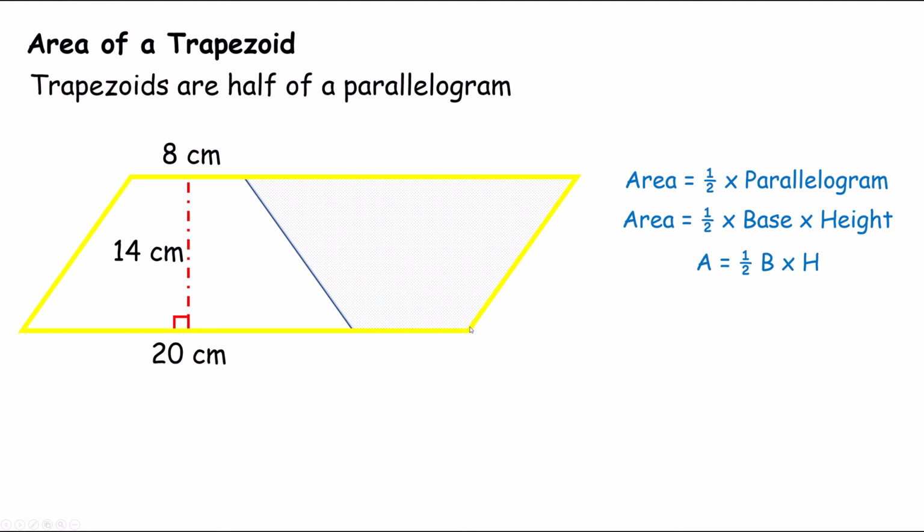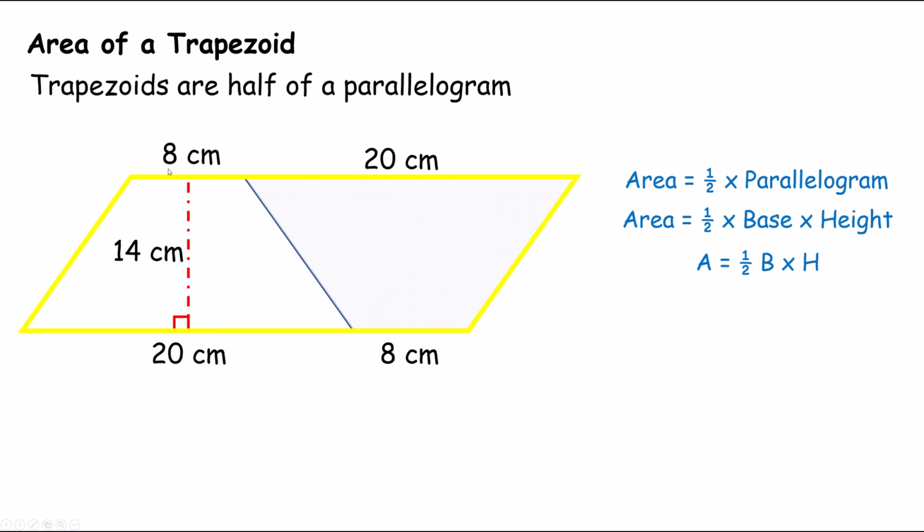The parallelogram goes all the way to here. Do you know how much longer this is? Well, hopefully you realize that this 8 centimeters matches this 8 centimeters up top, because these two trapezoids are congruent. I've merely made a copy and flipped it upside down.